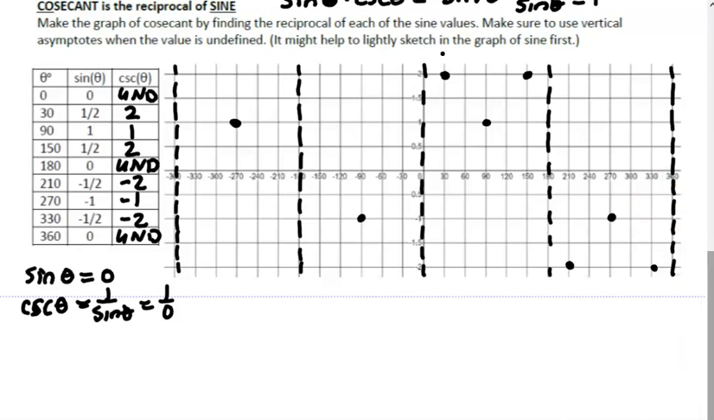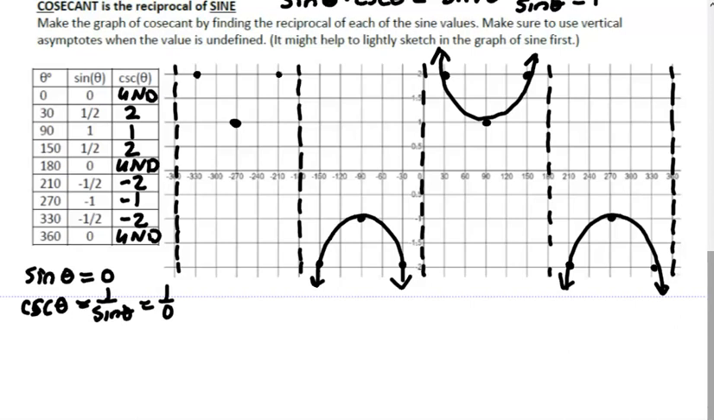So what I get are some pretty much U-shaped graphs that fit in between the asymptotes. They're not parabolas, they're more U-shaped than a parabola is. And they also don't continue to extend out forever. They're contained within their asymptotes. We could also plot those same points. -30 and -150 would also have cosecant values of -2. There's symmetry to this graph. And -210 and -330 would also have cosecant values of -2.